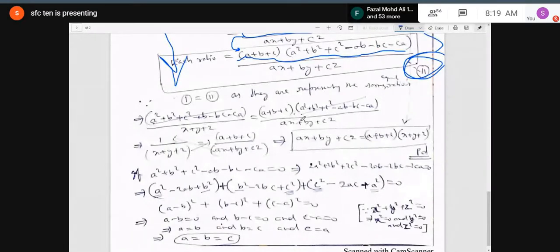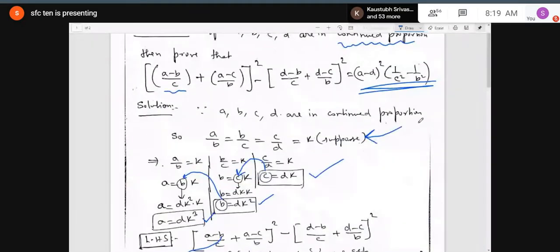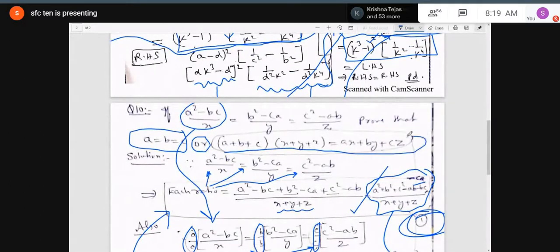Like ax is equal to ay, so we can cancel a and a. So in the similar manner, we have cancelled these two terms in the numerator. What is left now? 1 upon x plus y plus z is equal to a plus b plus c upon ax plus by plus cz. Now when you will do the cross multiplication, then you will get ax plus by plus cz is equal to a plus b plus c into x plus y plus z. And if you go through at the top, this was what we were requiring to prove, that a plus b plus c into x plus y plus z equals ax plus by plus cz. So this result is proved.